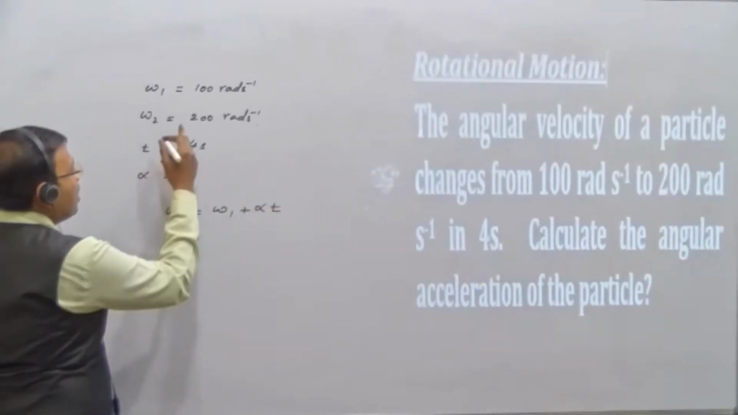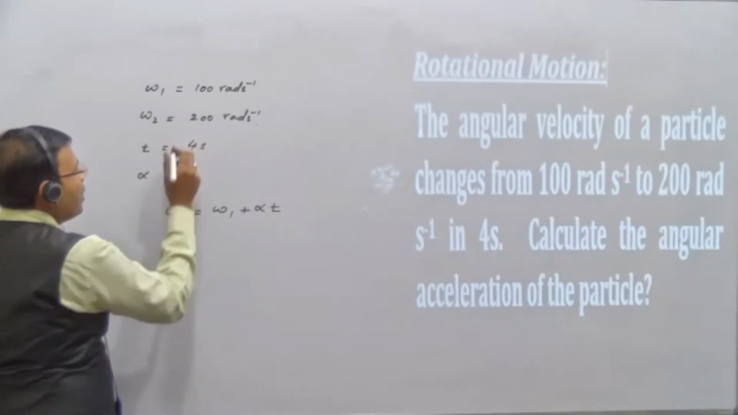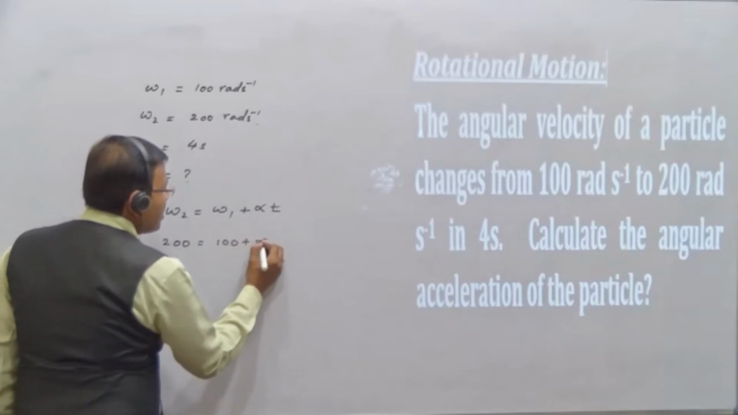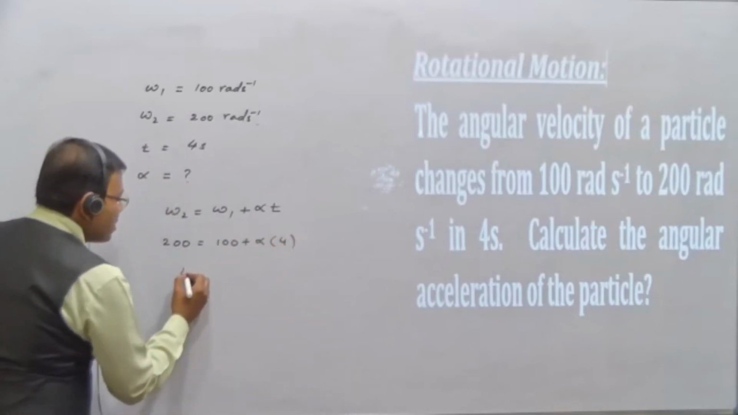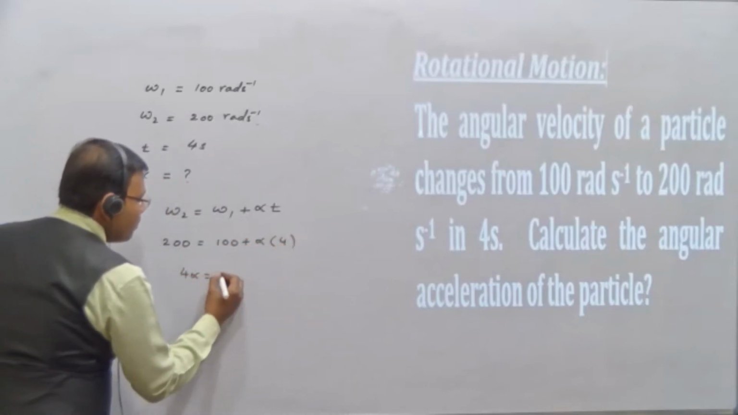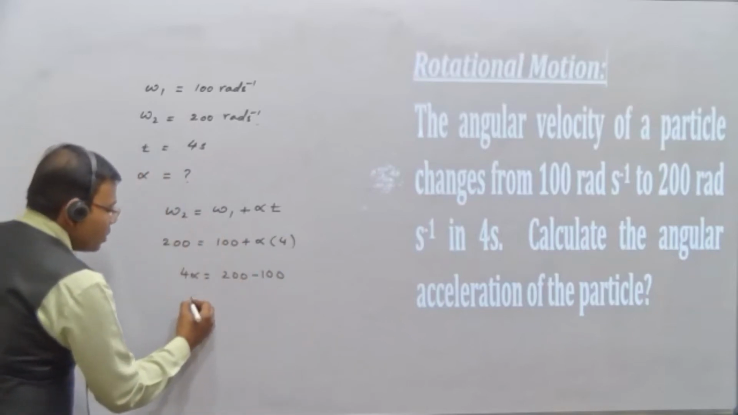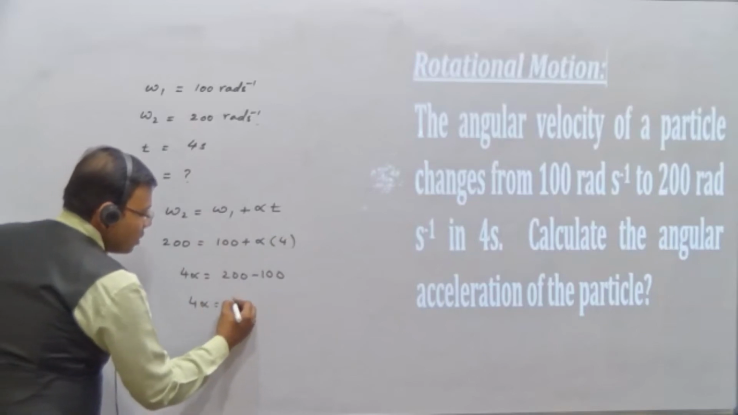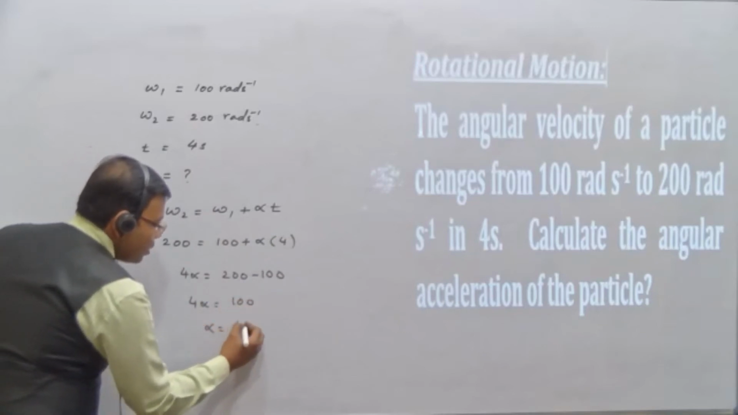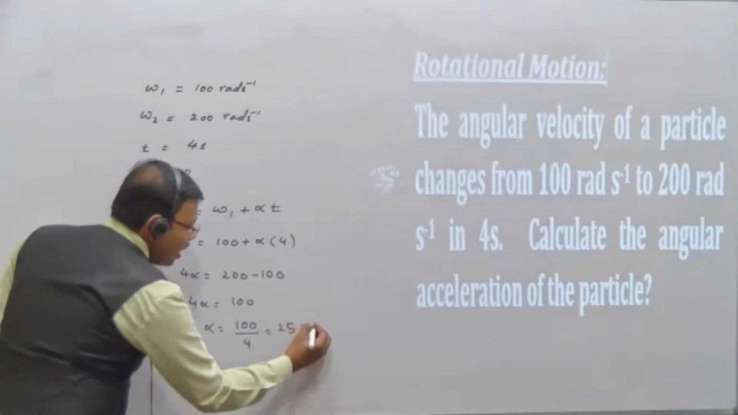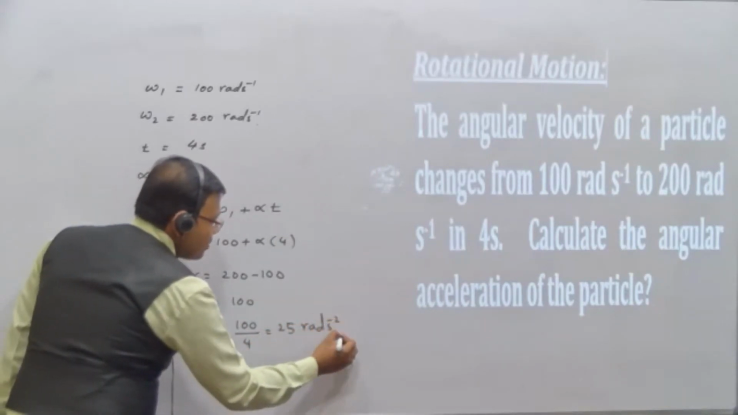What is omega 1? What is omega 2? So omega 2 here is 200, that is equal to 100 plus alpha into 4. So 4 alpha is equal to 200 minus 100, I am taking this 100 here. So 4 alpha is equal to 100. So angular acceleration we are getting as 100 by 4, that is 25, and the units will be radians per square second.